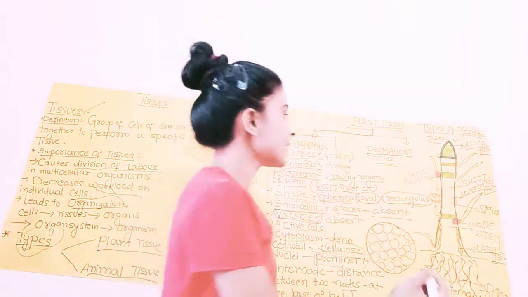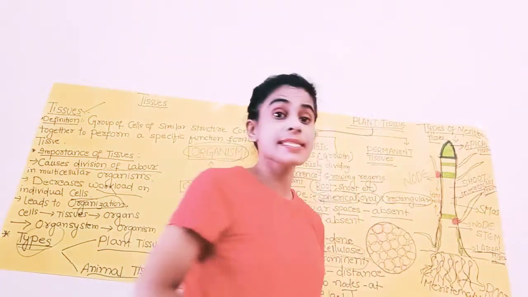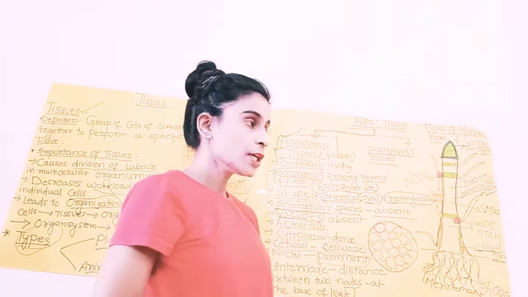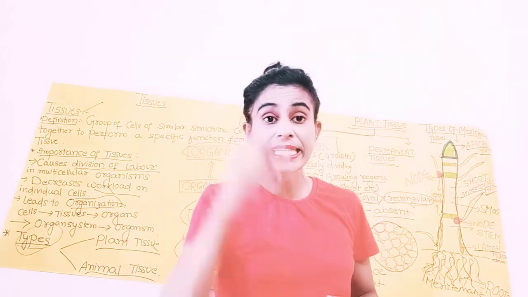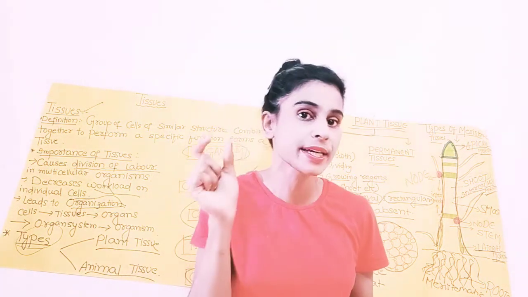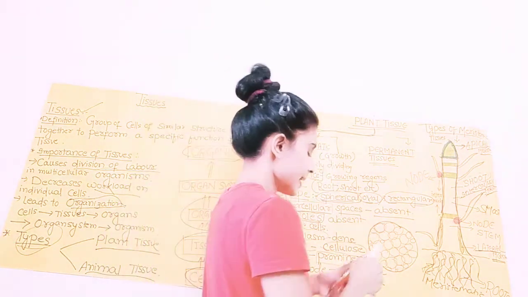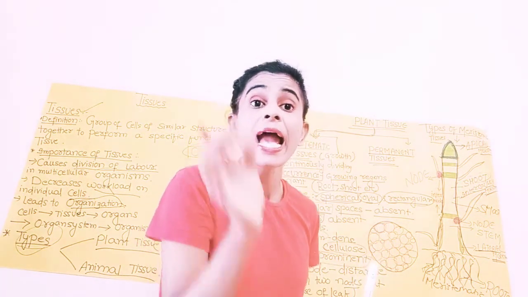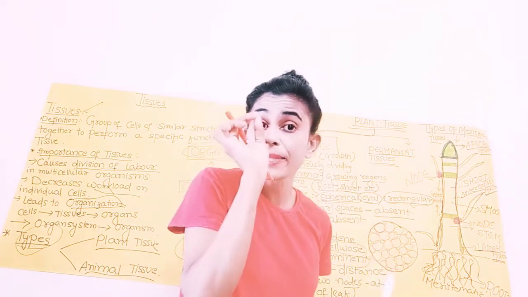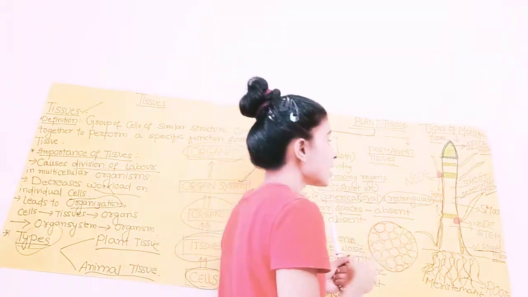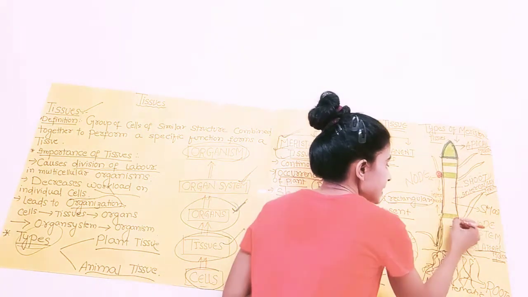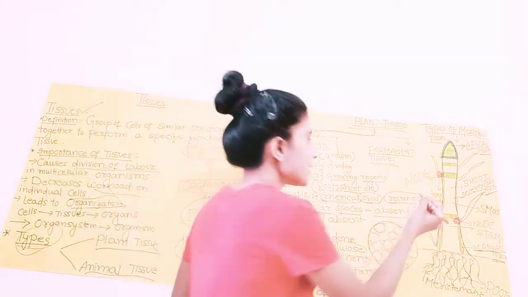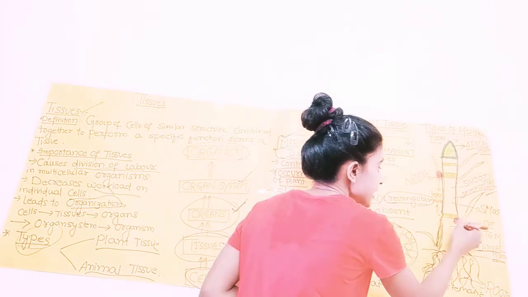And the third one is your intercalary meristem. What is intercalary? A new terminology. Most of you have seen the nodes in the stem of the plant. These nodes are generally present at the base of the leaf. From that node, the leaf arises. So what is this node?